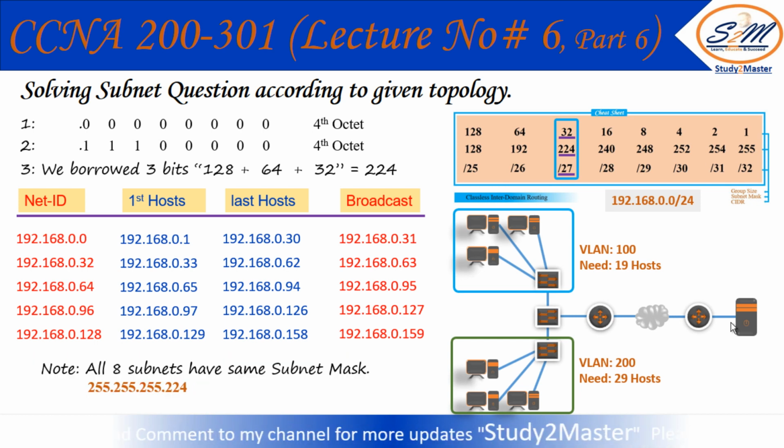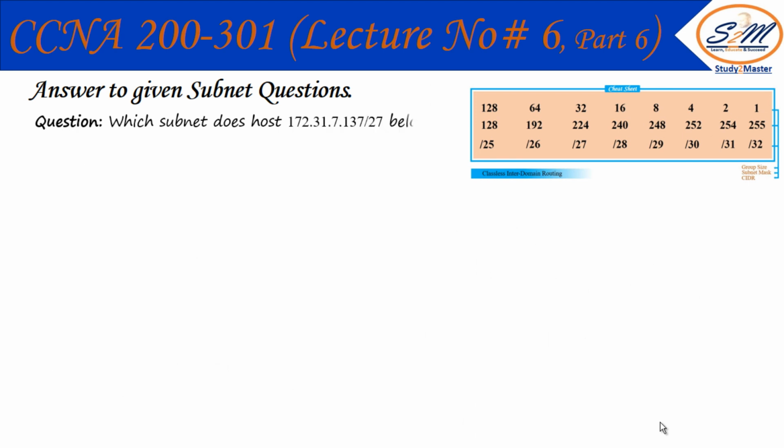All the subnets have the same subnet mask, 255.255.255.224. Answer the given subnet questions. Which subnet does 172.31.7.137/27 belong to? As I told you before, if you want to solve the questions within 30 or 15 seconds, for any subnet mask question it is compulsory to have a cheat sheet in your mind. So now let's refer to the cheat sheet. In which column of the cheat sheet can we find the answer to the given question?